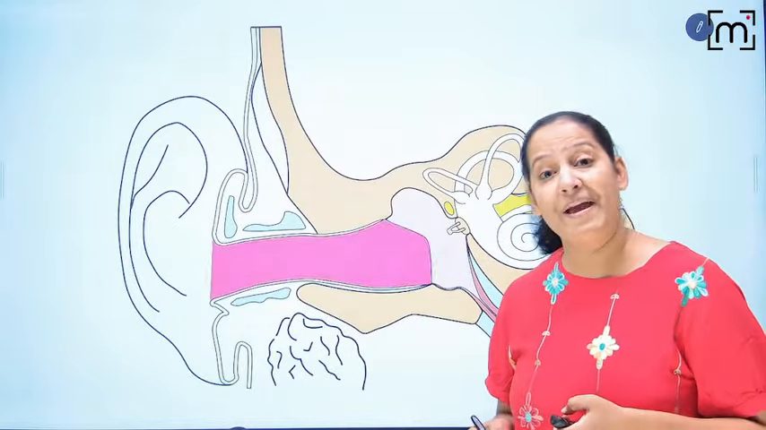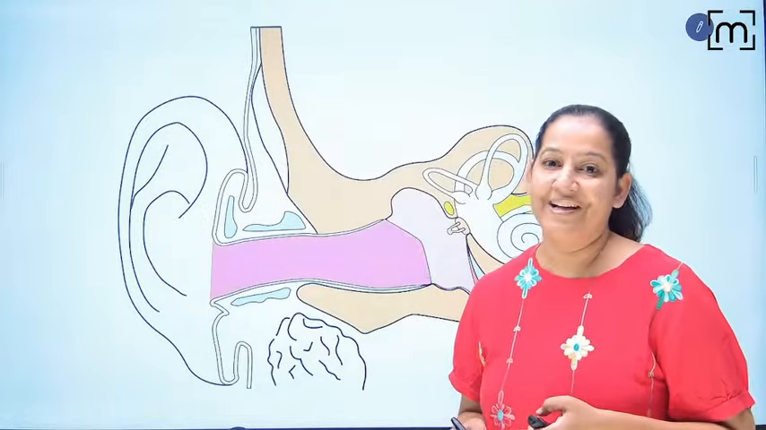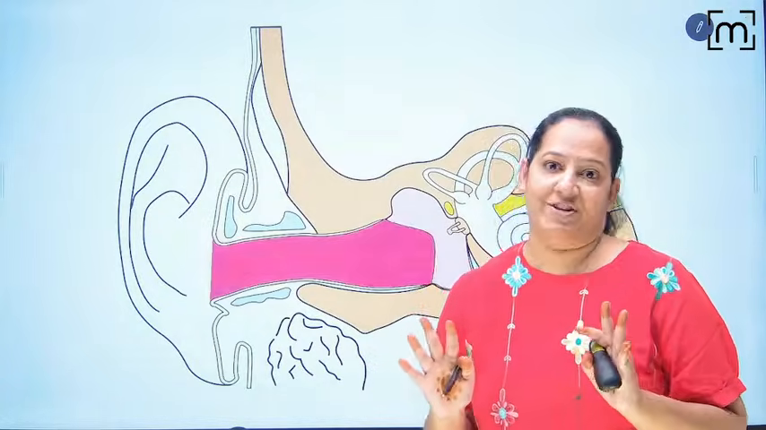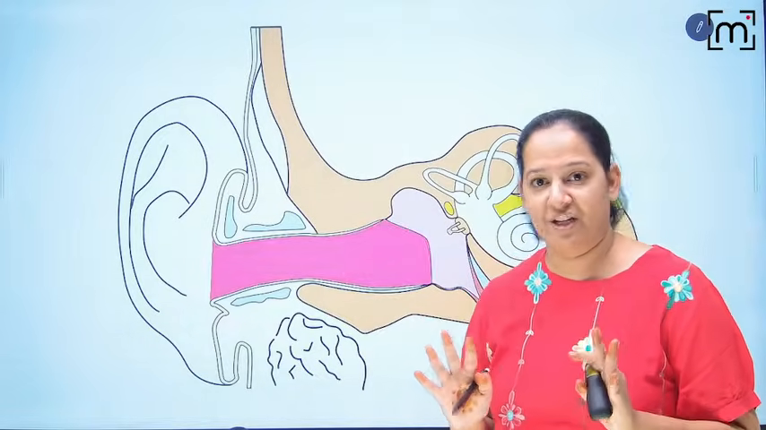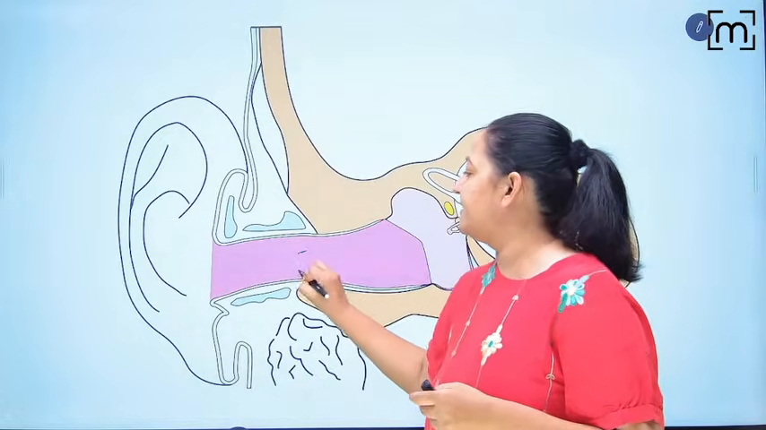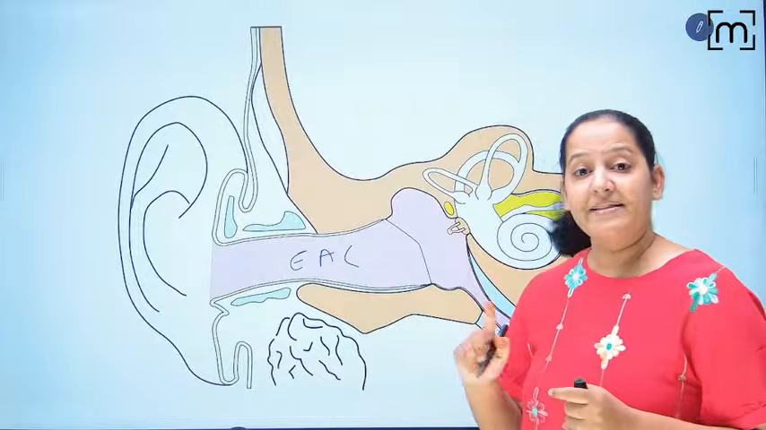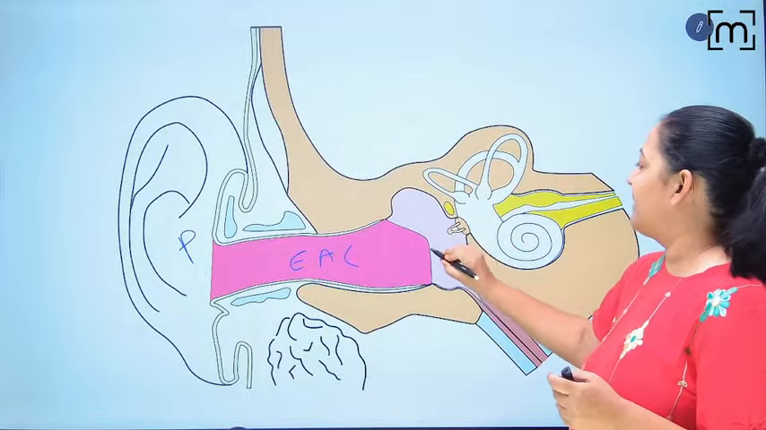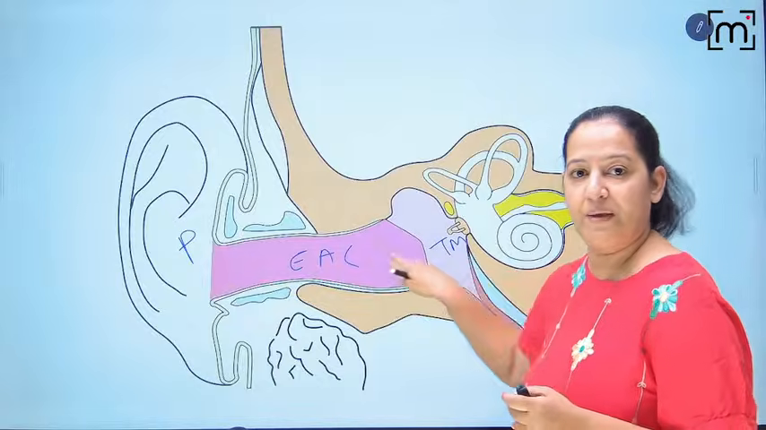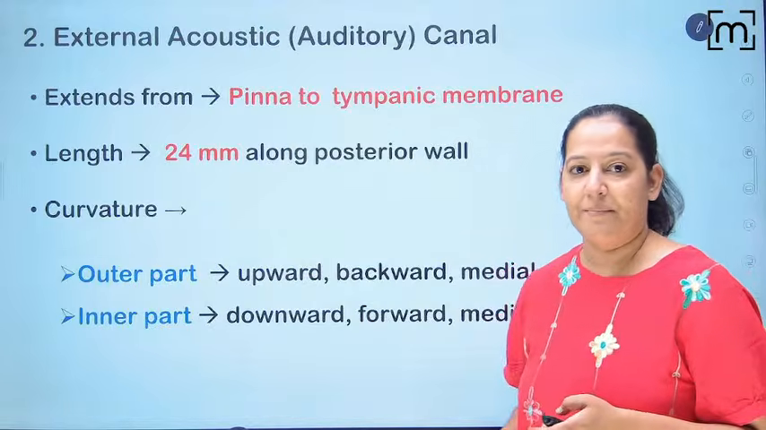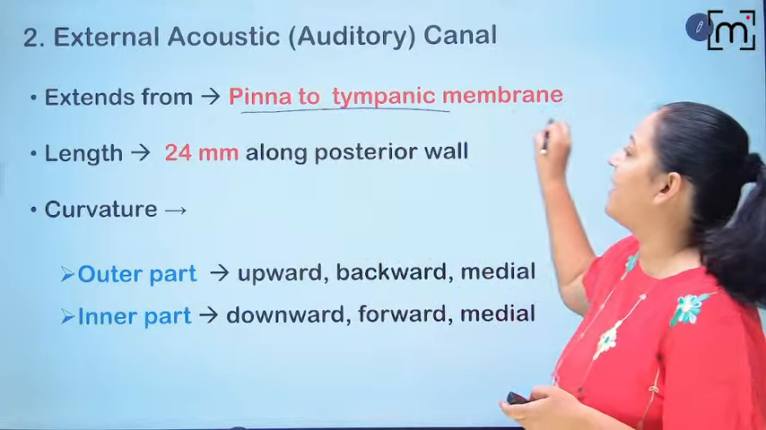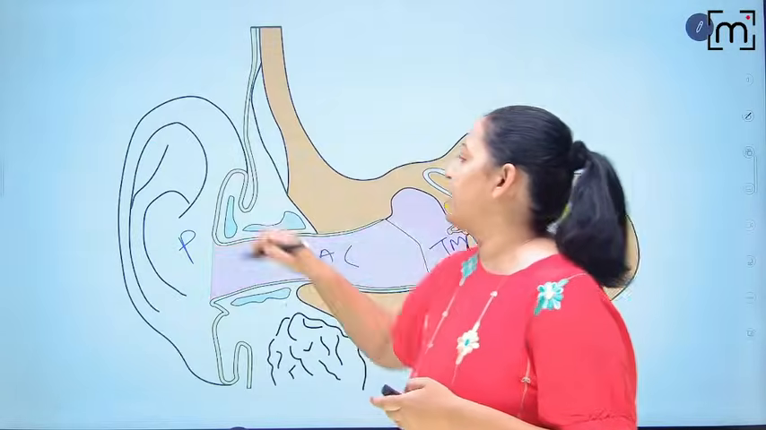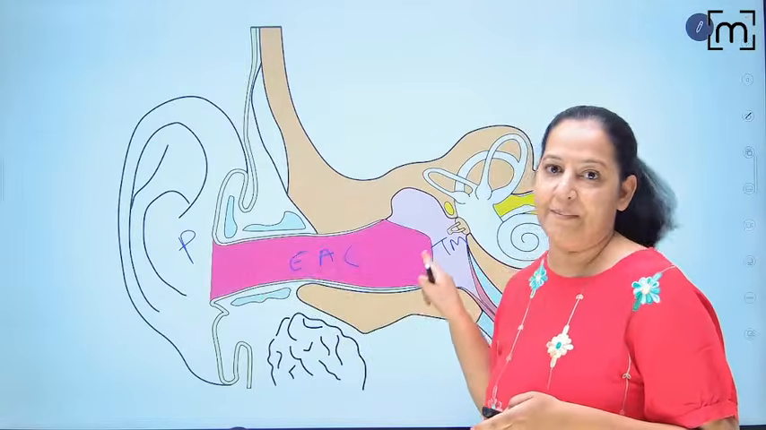Today I will show you many animations along with 3D models, so you will completely have the 3D orientation of the clinical subjects. Be assured. You can see this is the external auditory canal. It connects the pinna with the tympanic membrane. What is its length? It is 24 millimeter long.